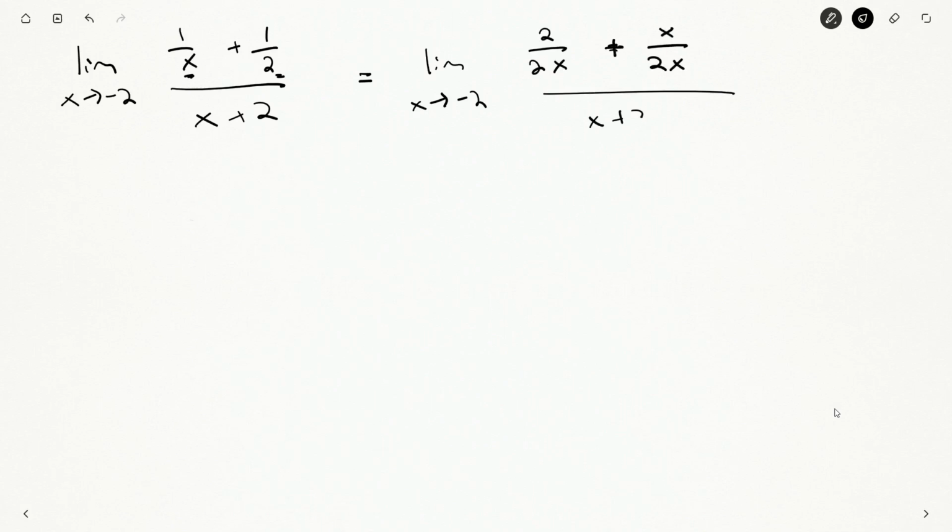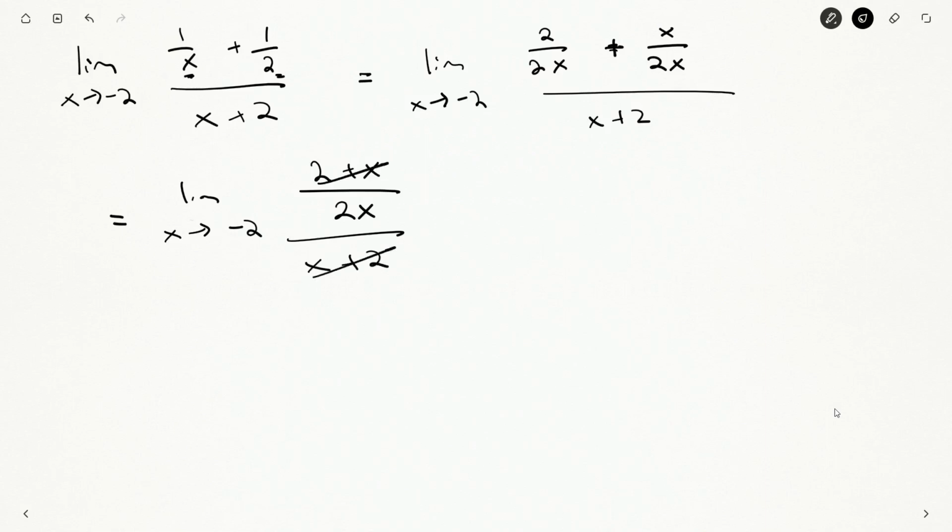But now that I've got a common denominator, what can I do? Well, I can pull the top parts together. 2 plus x over 2x, all over x plus 2. But now, look here. x plus 2, x plus 2. And I'm left with 1 over 2x. And now I can just plug in, and I'll get 1 over negative 4, but we should probably write that as negative 1 over 4, negative a quarter.